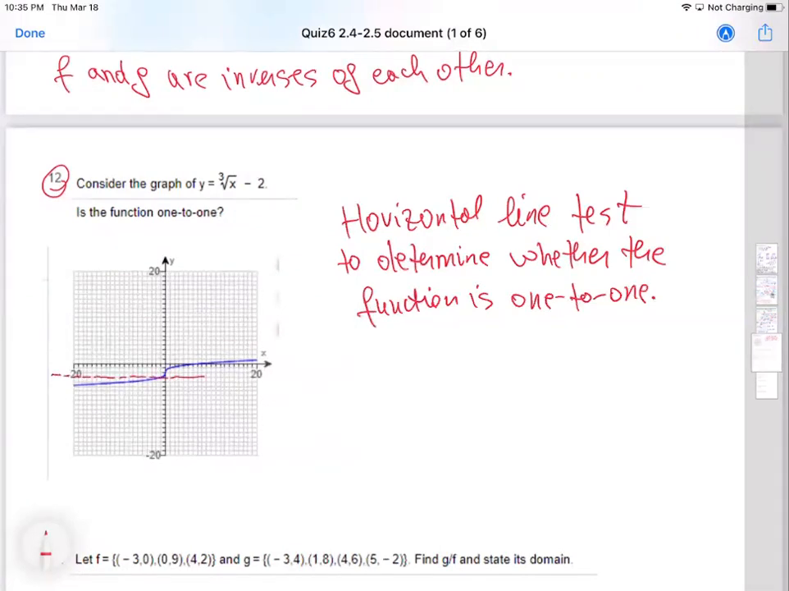We're going to see in how many points these horizontal lines intersect with the graph. And you notice they're going to be intersecting only in one point. So what the horizontal line test actually does is it tells us that for every unique output, we're going to have only one input. So for a unique y, I find a unique x. So this function is 1 to 1. So the answer is yes.